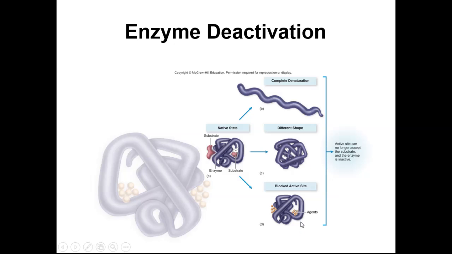Or we can block the active site of the protein. Blocking the active site of the protein typically will occur with those heavy metals, or when we have some of our quats or other chemicals that are selectively, preferentially going to bind to those active sites.